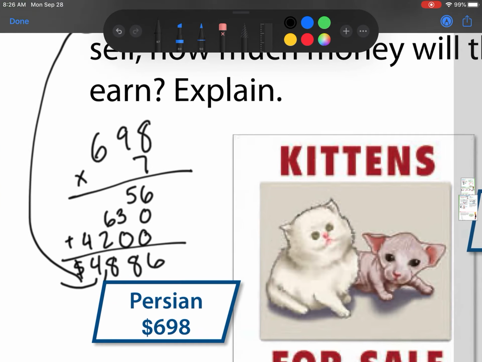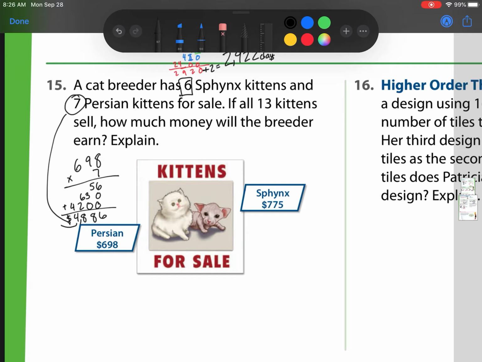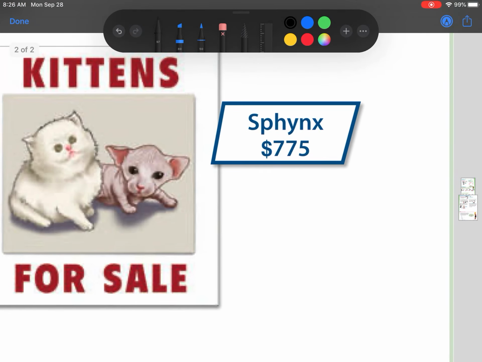4,886. What do we need to do about these other ones though, these Sphinx? Well, it says that there's 6 Sphinx cats, so I need to multiply this by 6. So 775 times 6. So again, I'm going to try it without the colors for you guys.